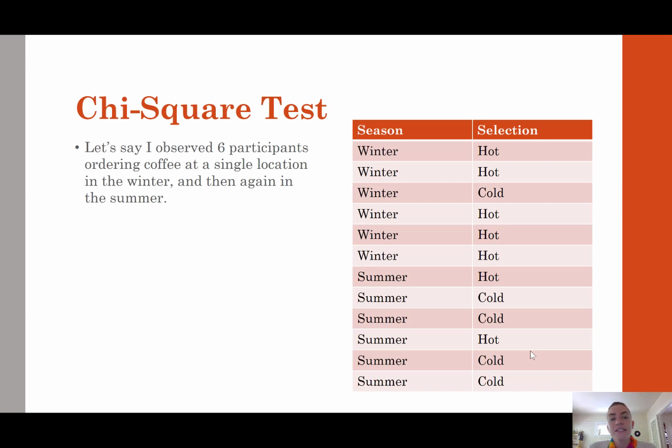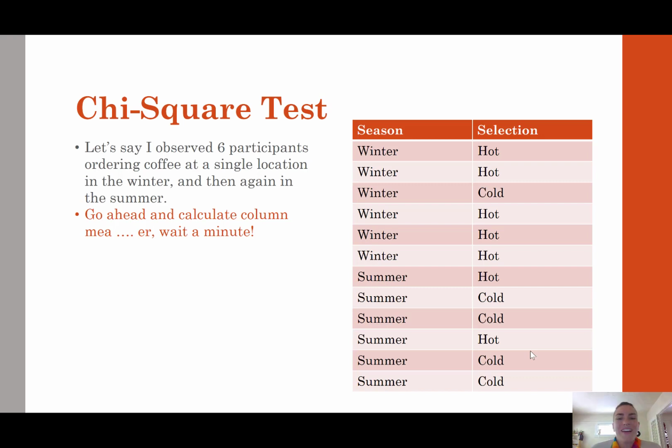So I have 6 observations from my winter trip and 6 observations from my summer trip. And remember, my research question is, are people who drink coffee in the winter more likely to order hot coffee? And are they more likely to order cold coffee when they're drinking coffee in the summertime? So I have my clipboard and I'm sitting in the coffee shop and I just keep track of what kind of coffee people are ordering, whether it's hot or cold. So I have a total of 12 observations here. 6 of them were collected in wintertime and 6 of them collected in summertime.